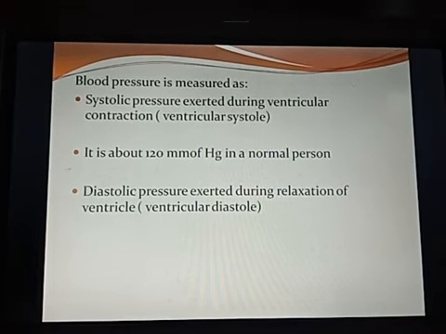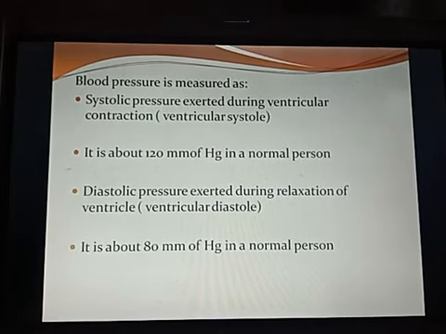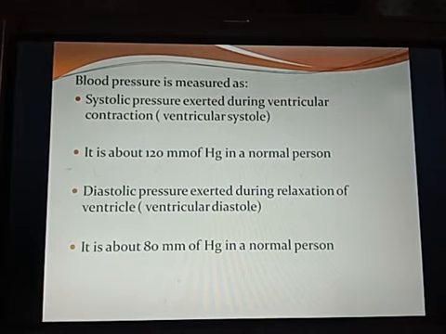The diastolic pressure is exerted during the relaxation of the ventricles. When the ventricles are in a relaxation mode, the pressure exerted at that time is the diastolic pressure, which is at the time of ventricular diastole. It will be lesser, about 80 mm of mercury in a normal person. So a normal person has blood pressure of 120 by 80, that is, systolic pressure upon diastolic pressure. This is the normal blood pressure of a person.